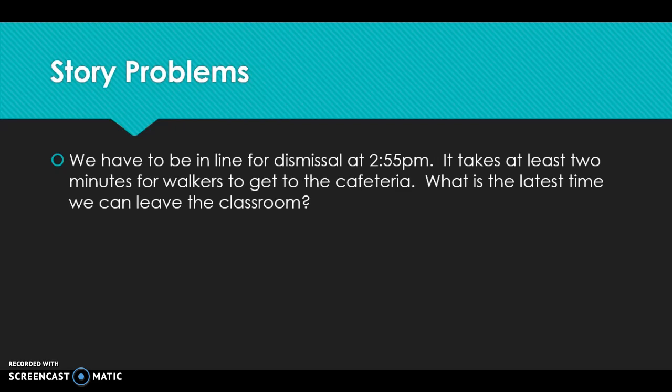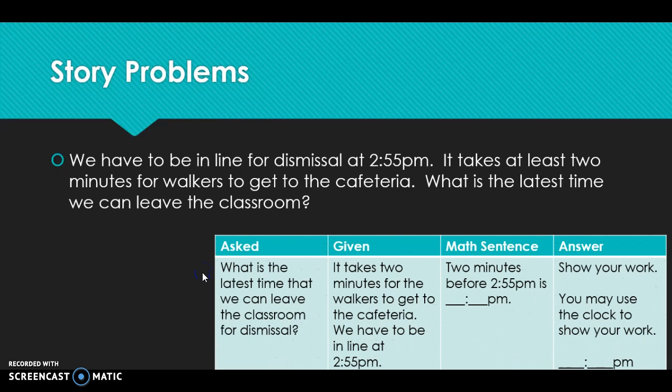and use the laminated paper that I gave you. All right, so let's look at the laminated paper that I had sent home. At the top, it says asked, given, math sentence, or answer. Now you can use a dry erase marker, or you can just copy the titles onto a piece of paper and practice it at home.